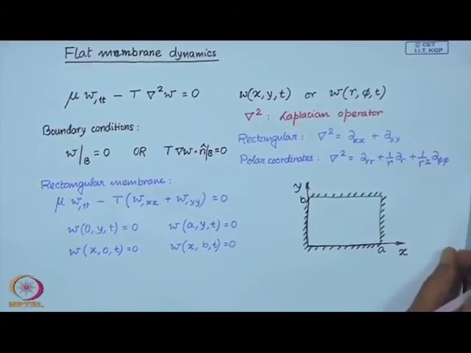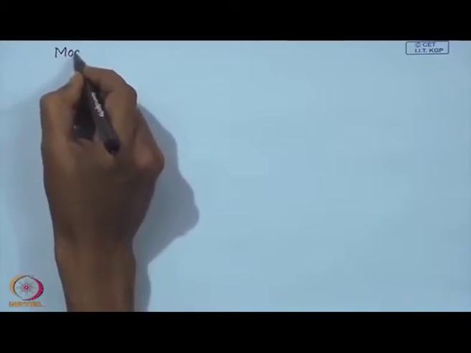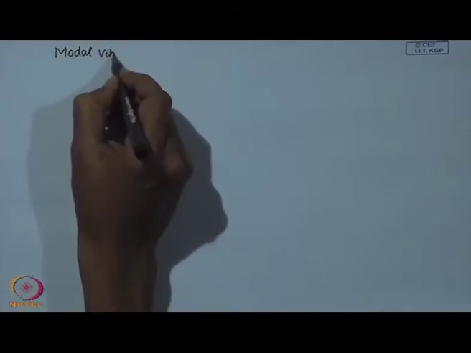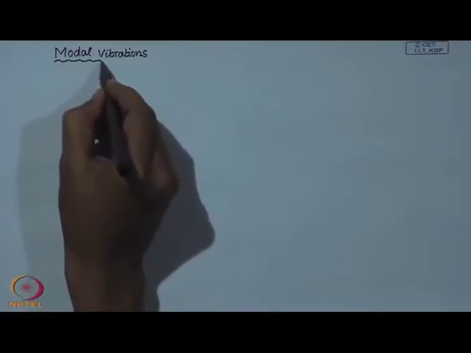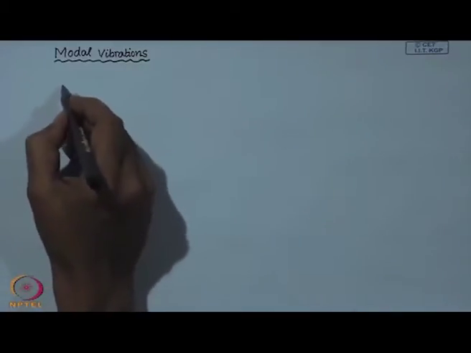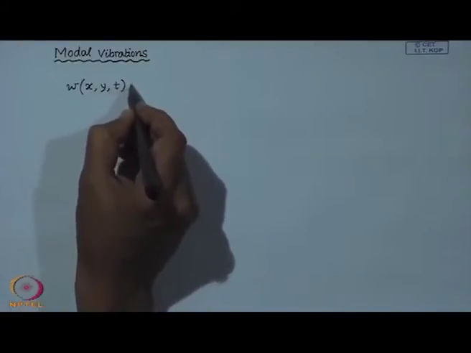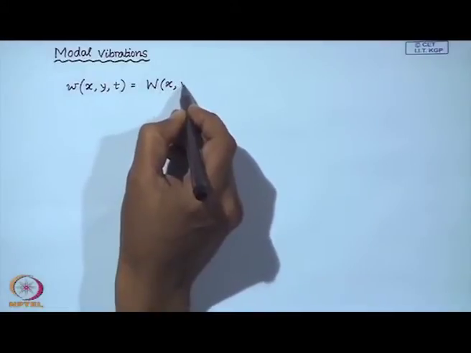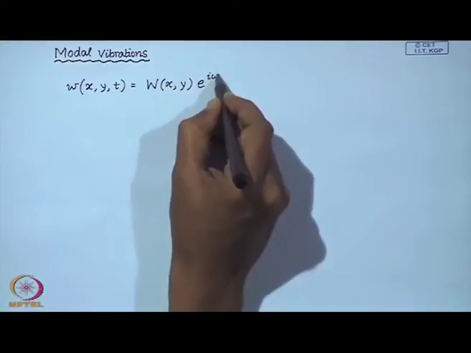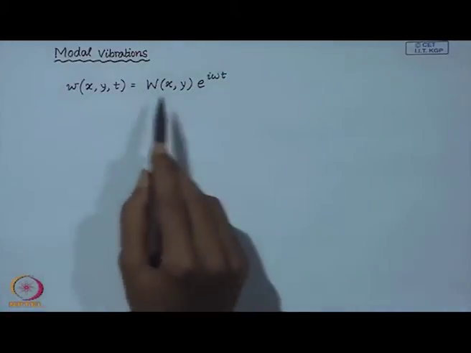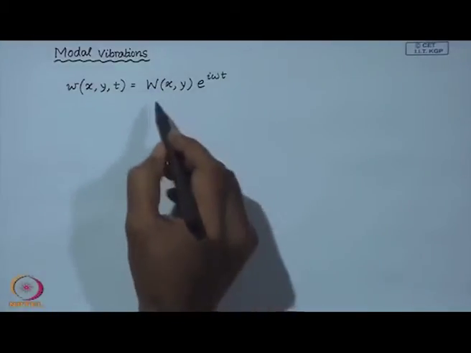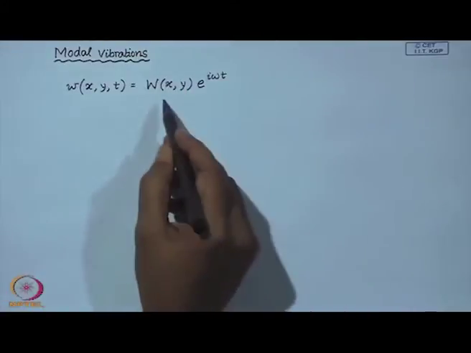So, we are going to look at the modal vibrations of the rectangular membrane. So, we are interested in a solution as we have discussed before. So, this is separated in space and time. So, we have this spatial function W, which is a function of x and y, and the complex time function.